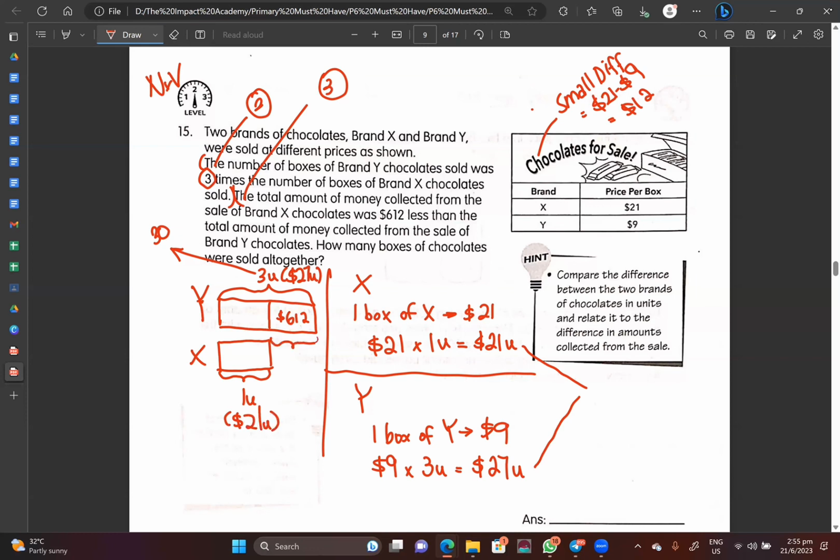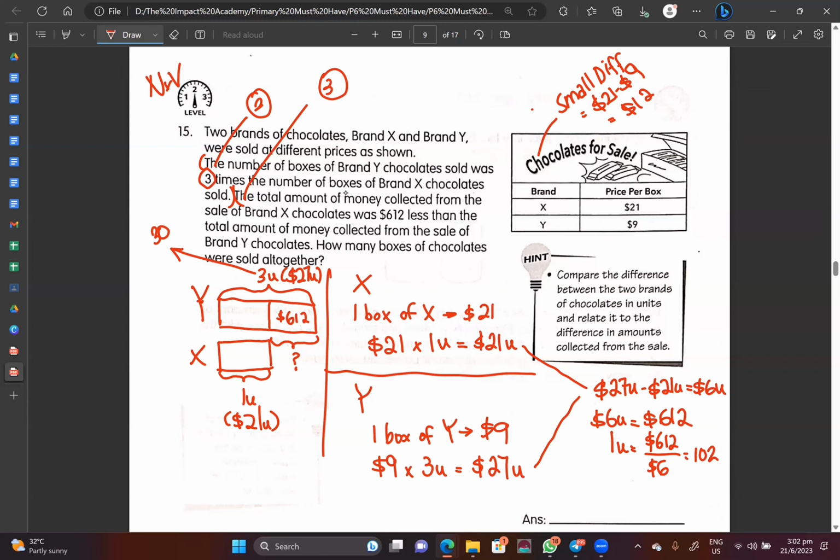So what is this question mark over here? Very simple, right? We can just do $27 unit minus $21 unit. That gives me how many dollar unit? $6 unit, correct? And $6 unit is actually equal to 612. Okay. Now, what you want to do next is find Mr. Greenman, which is 1 unit, all right? So eyes on the screen. What you want to write is $612 divided by $6. Okay, when I do $612 divided by $6, I will get an answer of 102.